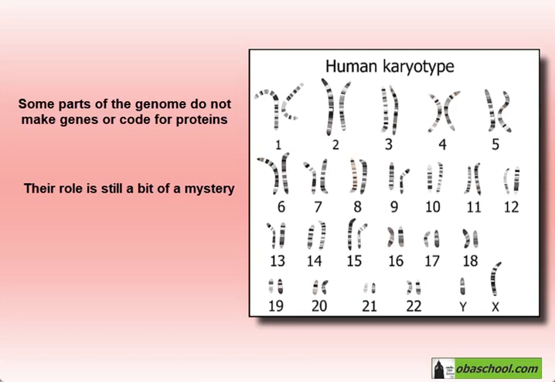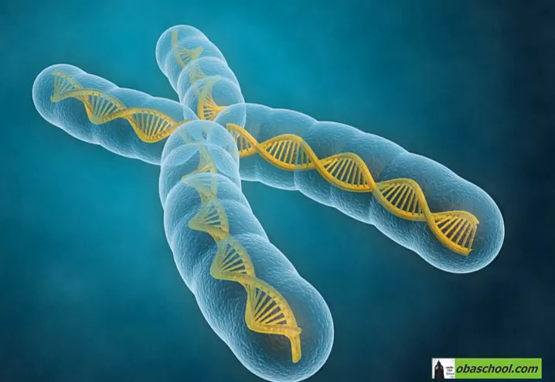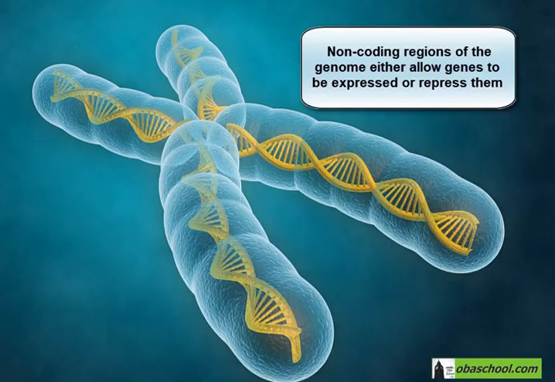One thing they have discovered is that the non-coding parts of the DNA are involved in switching genes, or parts of genes, which means they turn these genes on and off. In other words, they either allow the genes to be expressed, or turn them on, or they repress the expression of the genes, so they turn the genes off, and so the genes are not being expressed.